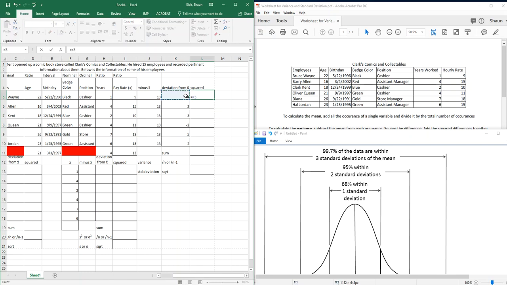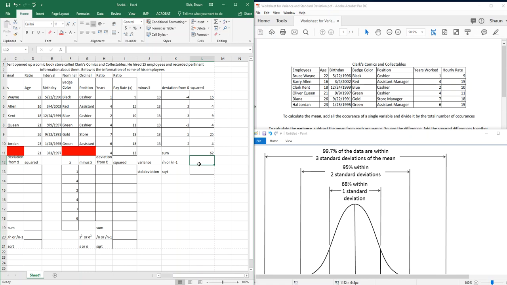So equals squared: 16, 4, 9, 4, 25, and 4. And then we've got to take a sum of all of these, and the sum of all of these equals 62. Now, here is the next point that a lot of people get tripped up on.